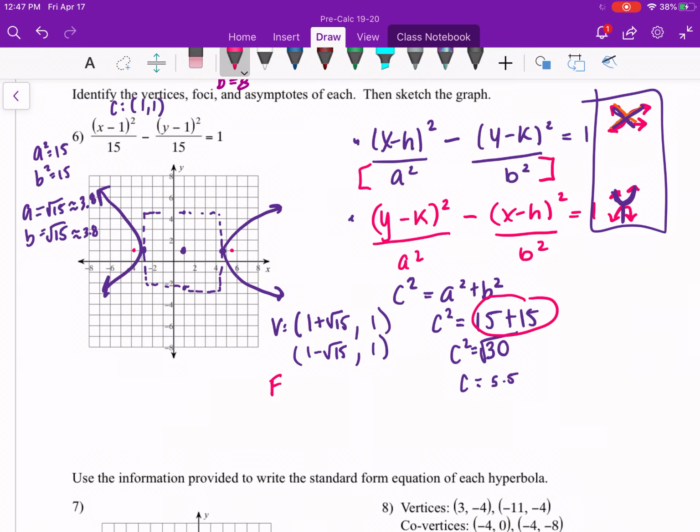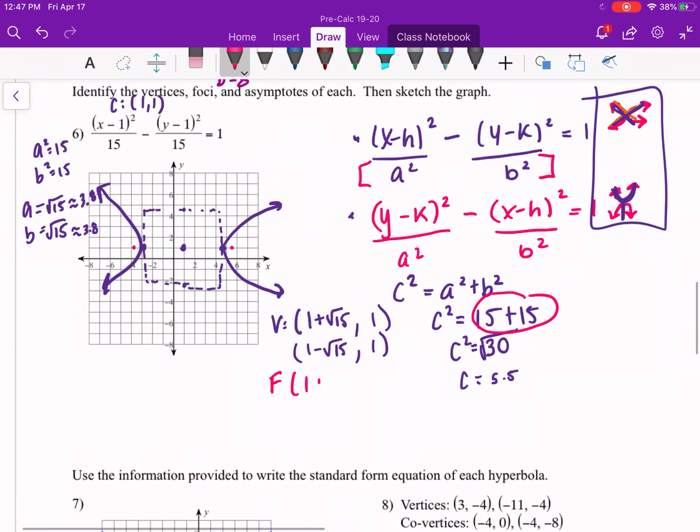But yeah, and so to write that distance, that foci, again, since they're all in a horizontal line, the foci, the vertices, and the center, it's going to be 1 plus the square root of 30. That's going to make it go to the right. It's going to have the same y coordinate. And it's going to be 1 minus the square root of 30. And it's going to have the same y coordinate. And that's going to send it to the left.